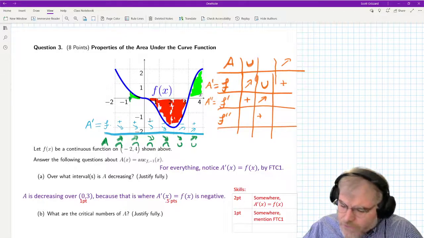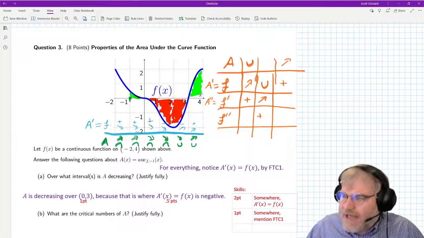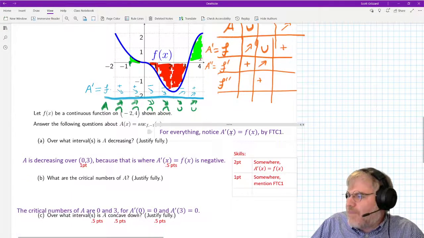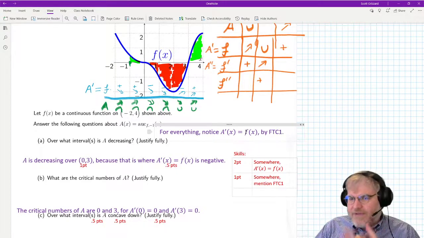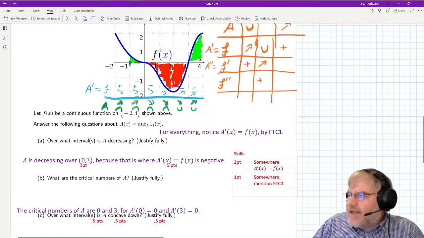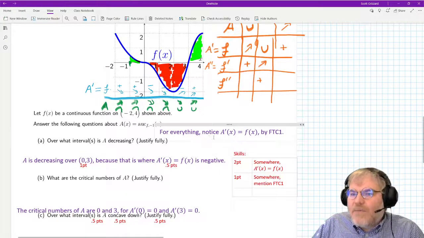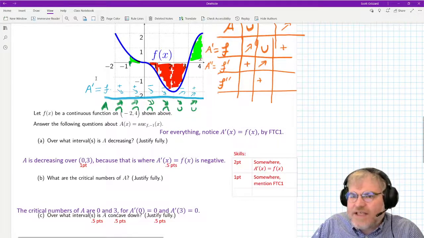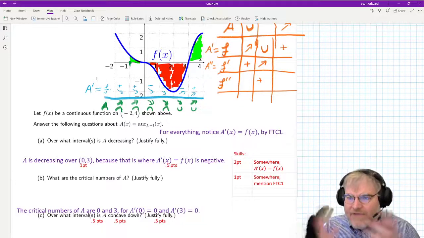Okay. So from my notes, to justify this, somewhere I need to write the statement for everything, notice that A prime equals F by FTC1. Somewhere I need to mention the fundamental theorem of calculus, and I need to mention that what I'm looking at is A prime. I could write it here, right here that this is equal to A prime, or I could do the little chart. Somewhere I need to write A prime, and then somewhere I need to say FTC. So if I wrote FTC right here, that would be enough. Just somewhere I need to write FTC.